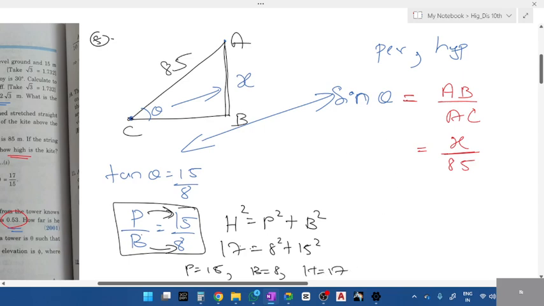Now convert this into sine. What is the sine formula? Tell me, what is the perpendicular value? 15 by 17 is equal to. Understood? All of you, did you all understand? Clear? Completed. Find the value of x.